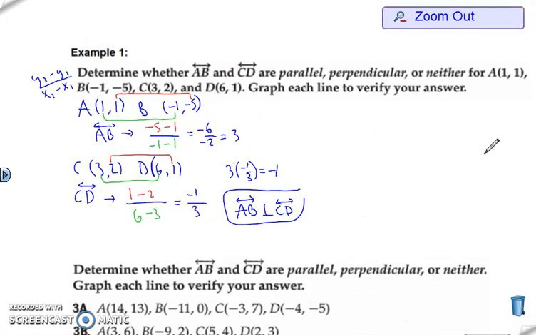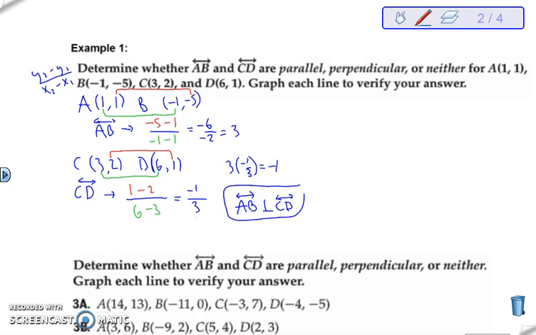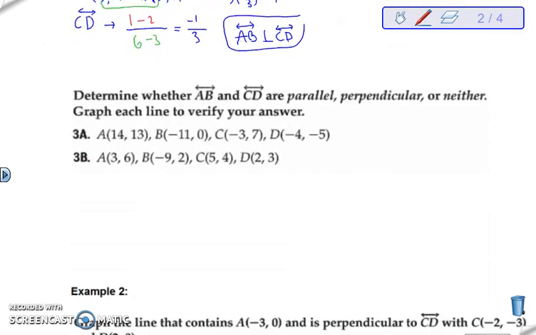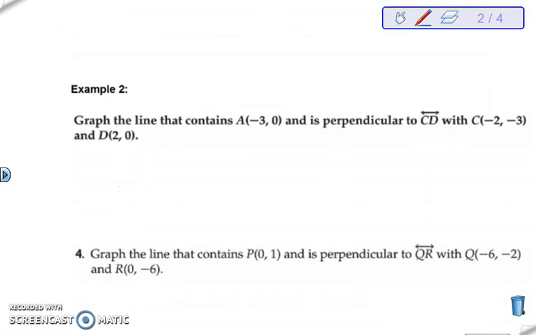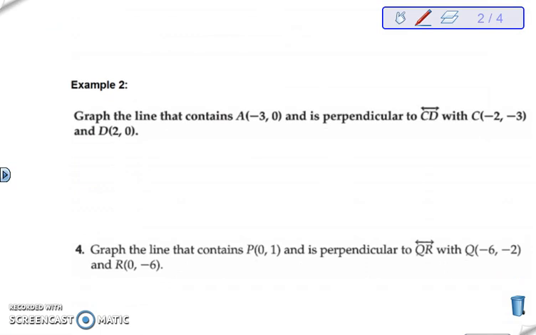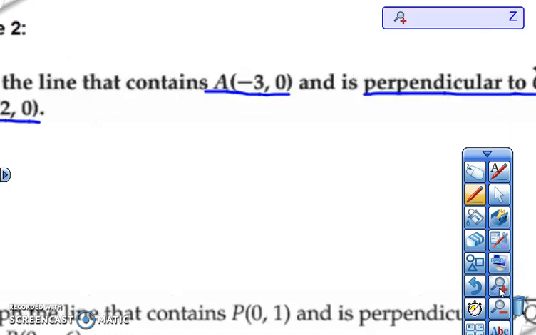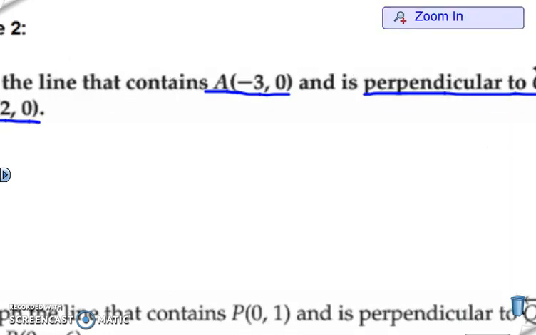Alright, and so here's a couple extra examples. Calculate the slope between the points that are connected and see what we get. Okay, so for example 2, this time it's asking us to graph a line that contains the given point. It's got to be perpendicular to CD, and then we've got the coordinates for C and D. So since it specifically told us to graph, let's draw a picture.